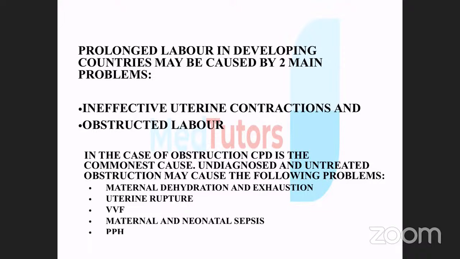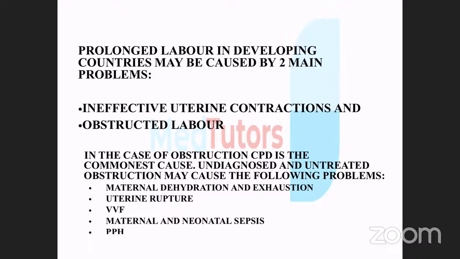In that case, the problem is not that of the powers. It's not a problem of uterine contraction. The problem is between the passenger and the passage. It's the commonest cause of obstruction, and it is often undiagnosed and untreated. And if that is what happens, it will lead to the following. When you have cephalopelvic disproportion that is not diagnosed, then it will lead to maternal dehydration and exhaustion, uterine rupture.